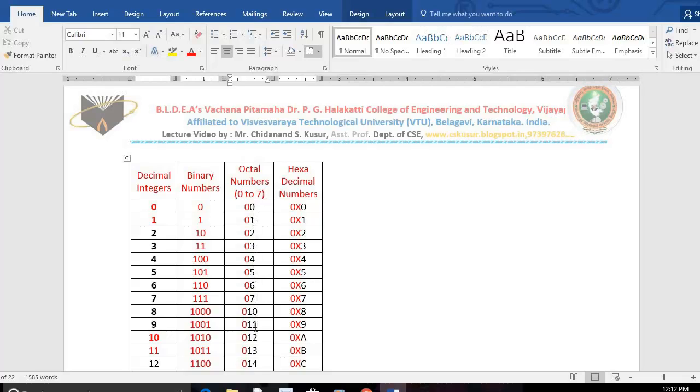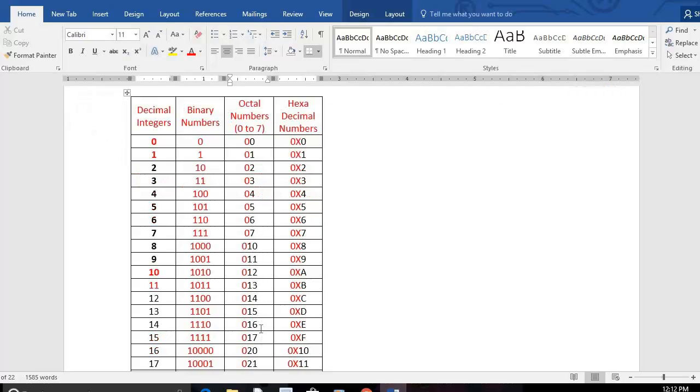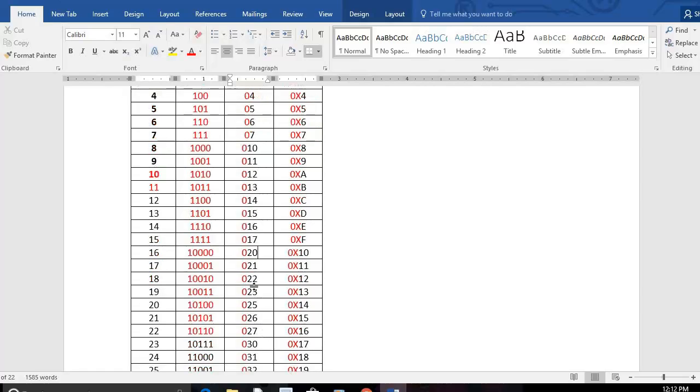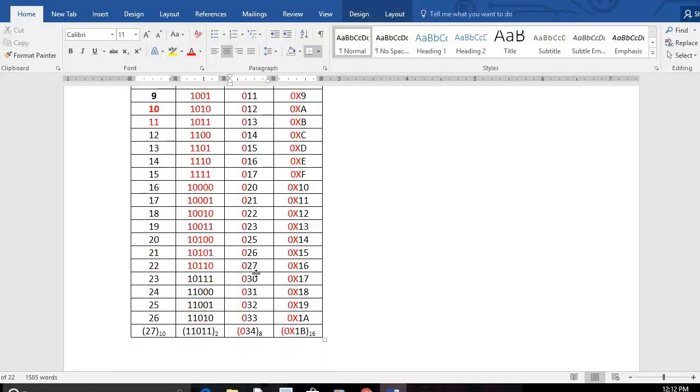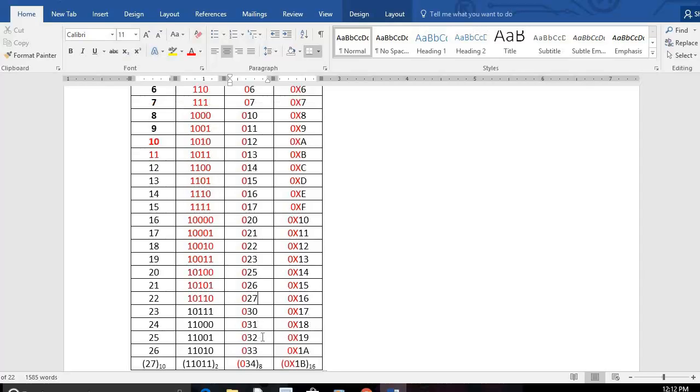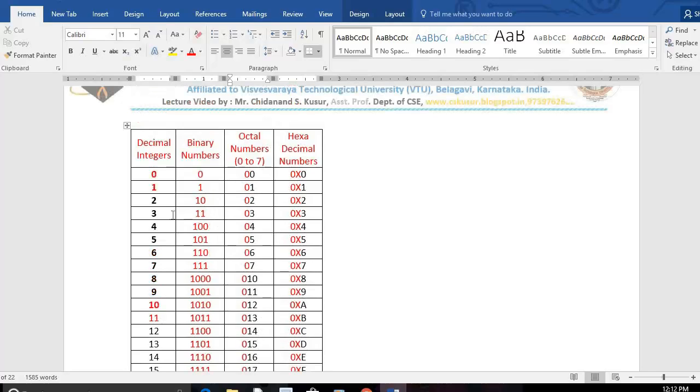Then after 10, 11, 12, 13, 14, 15, 16, 17. After 17, 20. Then after 20, 21, 22, 23, 24, 25, 26, 27. After 27, 30. Then 37, 40, 47, 50, 57, 60. No end for it. But how do you differentiate the decimal numbers and octal numbers?